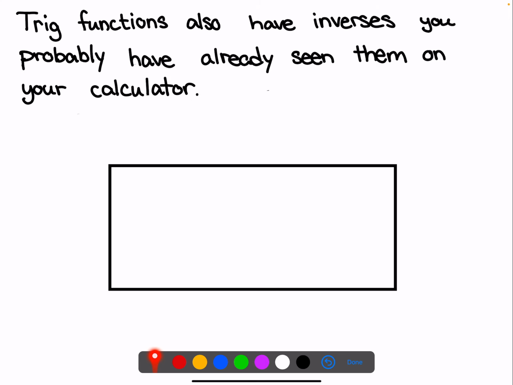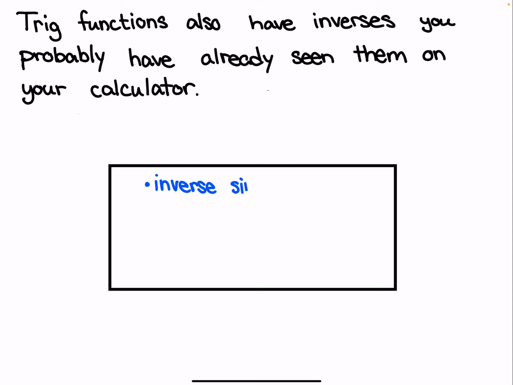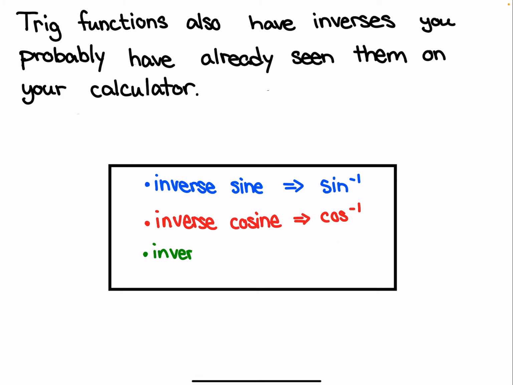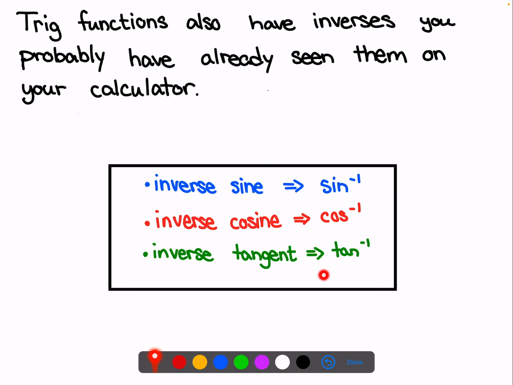Today, we are covering inverse trig functions. And trig functions also have inverses. You probably have already seen them on your calculators. For instance, the inverse of sine is sine to the negative first power. This is what it would look like on your calculator. The inverse of cosine is cosine to the negative first power. And the inverse of tangent is tangent to the negative first power. So these are our inverse trig functions.